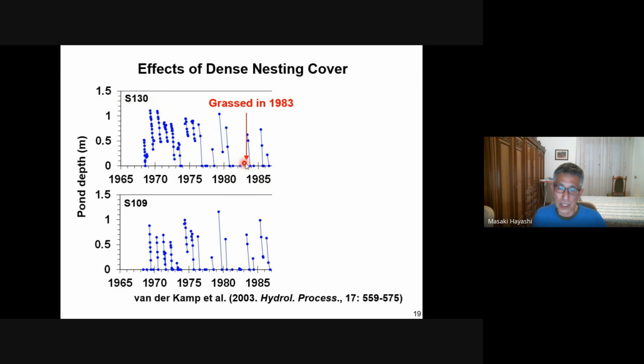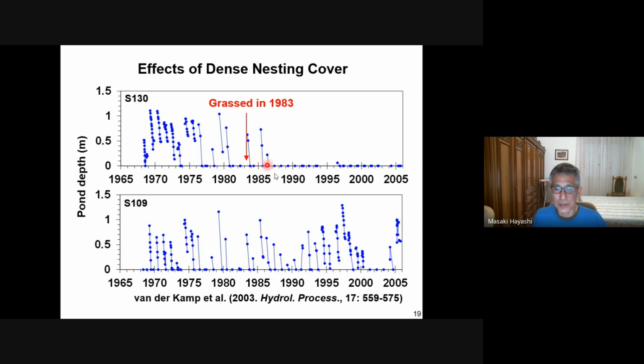In the meantime, biologists were looking at the success of hatching of ducklings and protection from predators. And it was successful. Putting in the dense nesting cover was a good thing for ducks. But then this happened after that. After about 5 or so years, the hydrological behavior of these two wetlands completely changed.